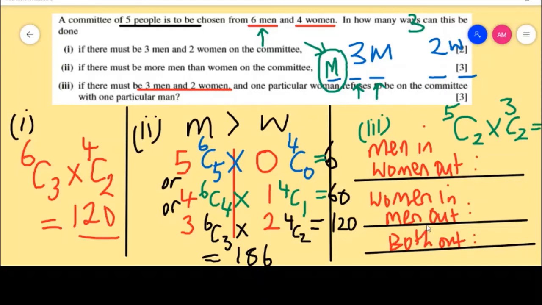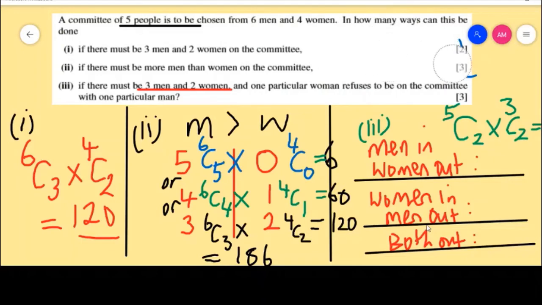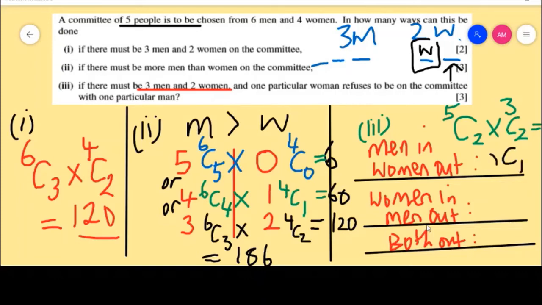The second case is if the woman is in. Alright. If the woman is in, that's a different scenario again here. So I need 3 men and 2 women. So again, 1, 2, 3, 1, 2. Now the woman is in. So I've got 1 woman in here already. Right. So it means I have to choose 1 woman because the other woman is there. So I'm going to go choose 1. Right. But how many women do I have now? I had 4. I've used 1, so that's going to be 3.